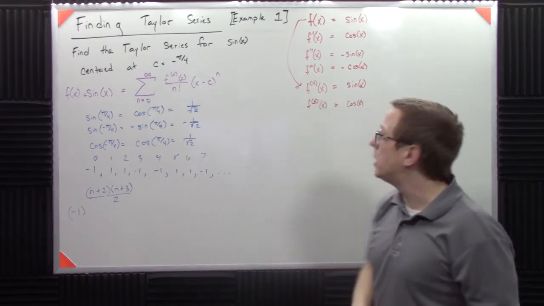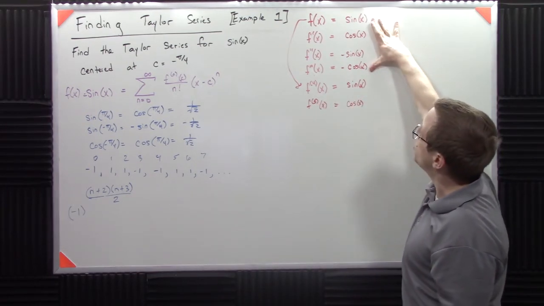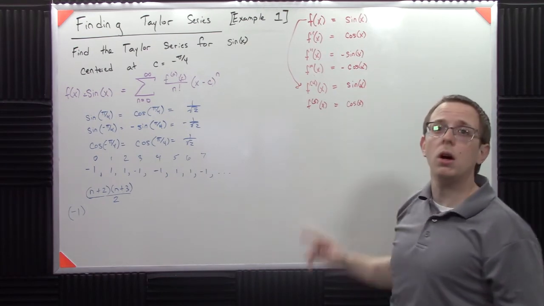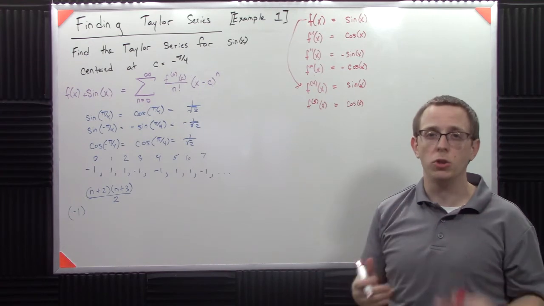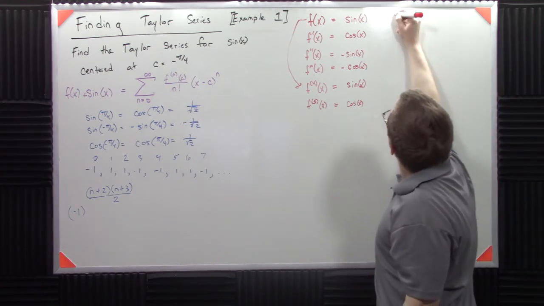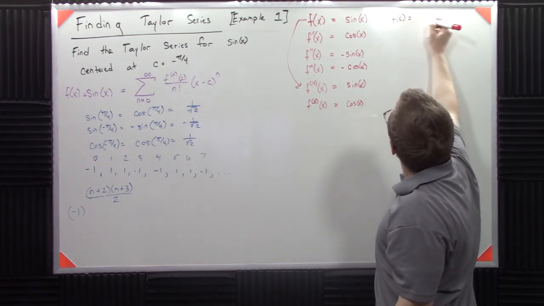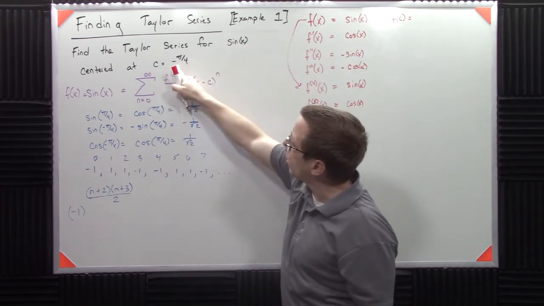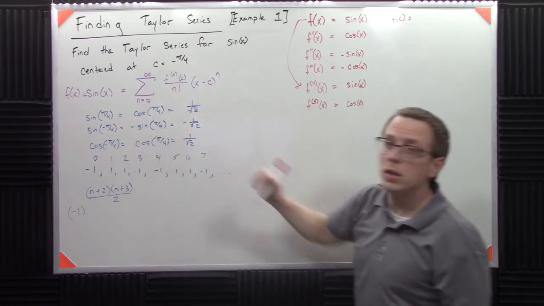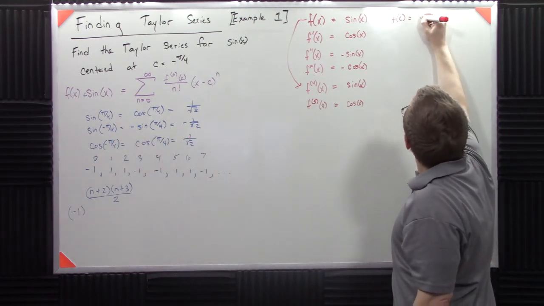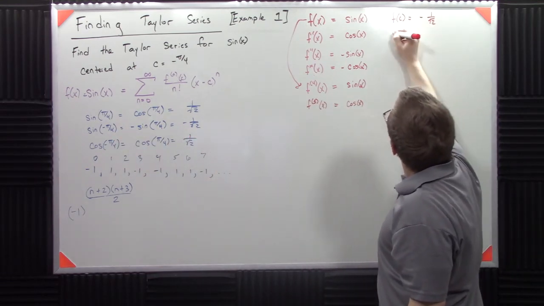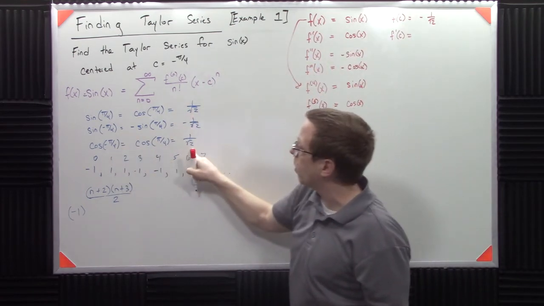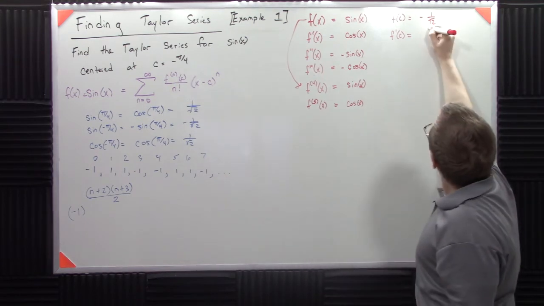Why is that helpful? What that tells me is that every 4 terms, the derivative's going to repeat. So I have this sort of periodic derivative behavior. So then if I do my function at c, I get sine of negative pi over 4. Sine of negative pi over 4 is negative 1 over square root of 2. The first derivative, cosine of negative pi over 4, is 1 over square root of 2.